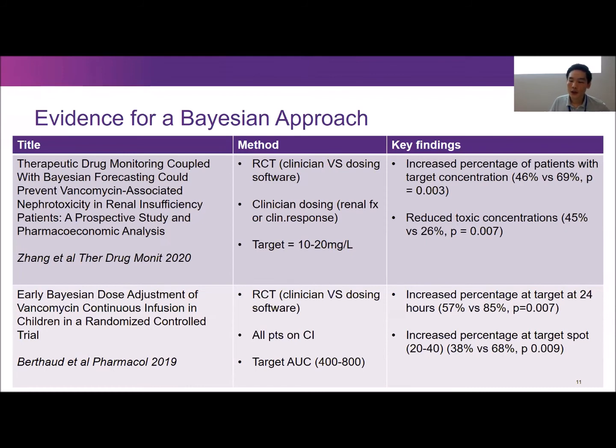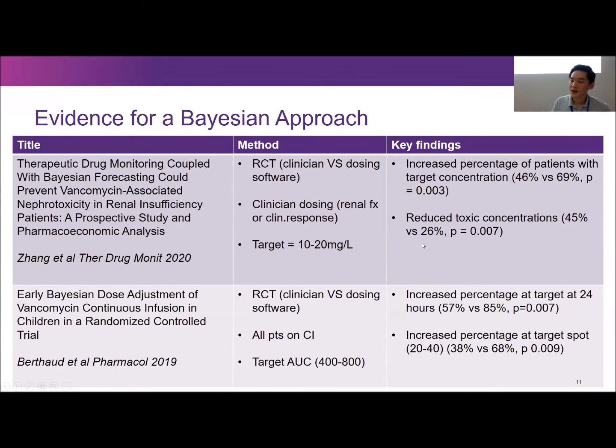And what they found was when they used a Bayesian dosing software program to guide vancomycin dosing, a higher proportion of patients achieved this target of 10 to 20 compared to the clinicians. In the clinician group, only 46% achieved target, and it was up to 69 to 70% in the Bayesian dosing software group. They also noticed a much lower rate of toxic concentration. 45% of the clinician-guided dosing had toxic concentrations, and only 26% with the Bayesian approach.